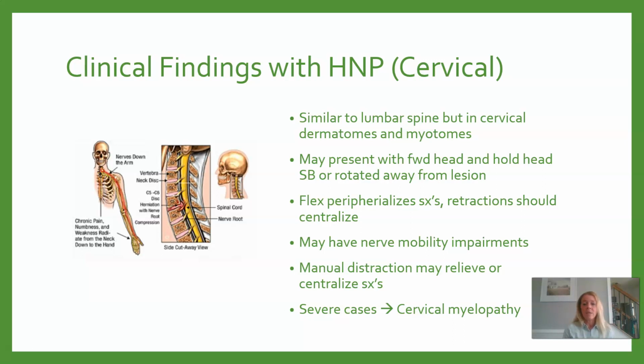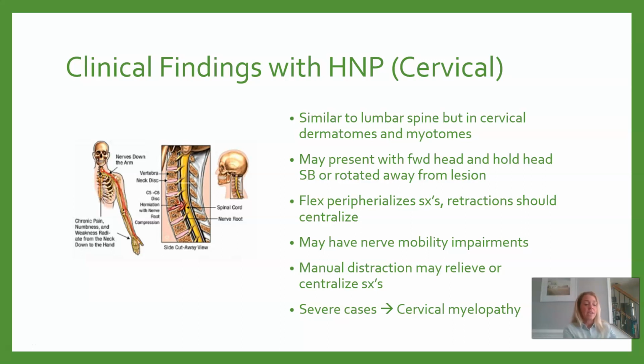They may have nerve mobility impairments. So again, this is where we could get into some of those upper extremity nerve glides, depending on what levels we have of the cervical herniations and where they're experiencing symptoms in their upper extremity. Nerve glides can be a very effective treatment for this. Manual distraction can help to centralize symptoms or relieve symptoms. This is manual traction, basically. By distracting the vertebrae, we're taking the pressure off those herniations and helping the patient's symptoms.